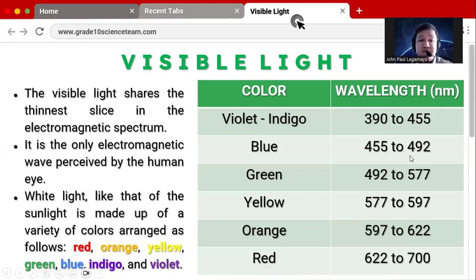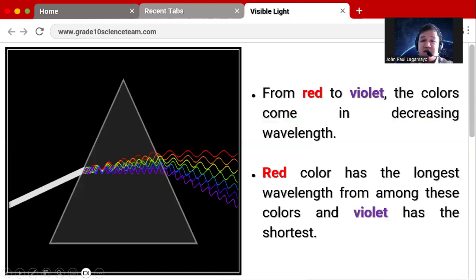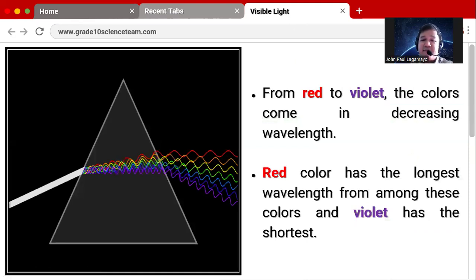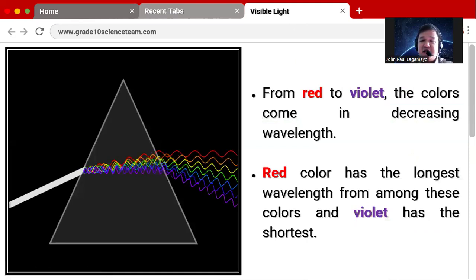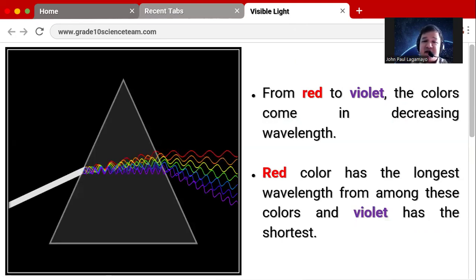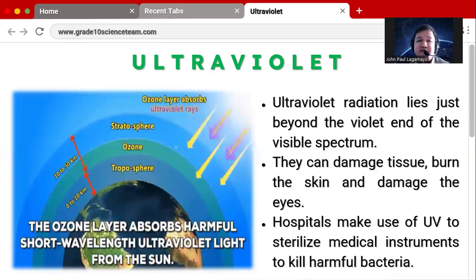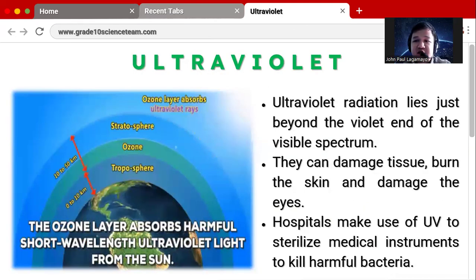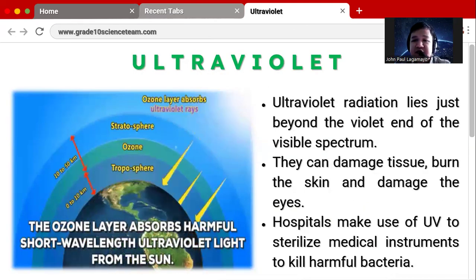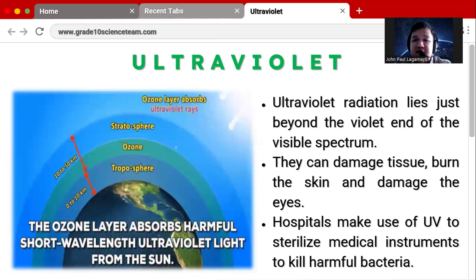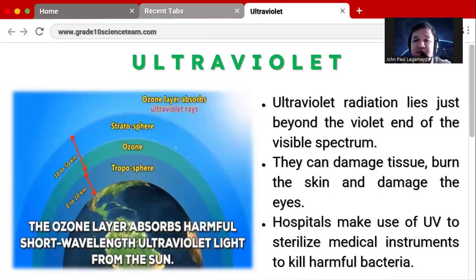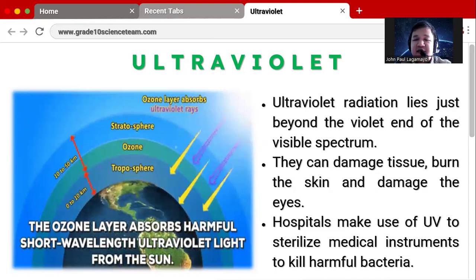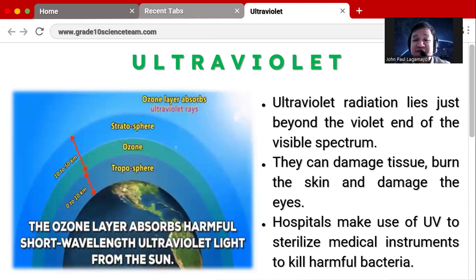the colors. Ayan. So nasabi natin dito, no? Decreasing kasi from longest to shortest wavelength. Ayan po. Red to violet po yan. Next natin is the ultraviolet radiation. Ultraviolet radiation lies just beyond the violet end of the visible spectrum. They can damage tissue, burn the skin, and damage the eyes.